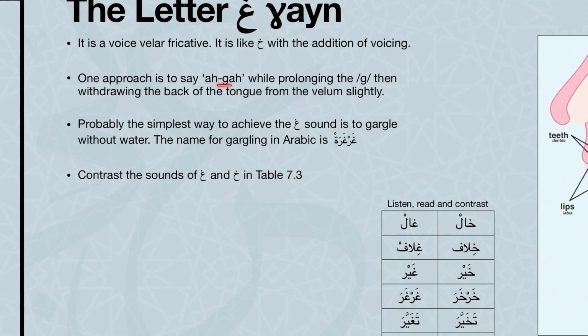If you read what it says, we're prolonging the j, then withdrawing the back of your tongue from the velum slightly. So what I'm doing is intentionally pushing my tongue backwards, trying to shove it back at the back of my mouth, and that will produce the friction needed to make the sound. Probably the simplest way to achieve the gha sound is to gargle, with water or without it. When you gargle water, it's like that, and the name for gargling in Arabic is actually gharghara.